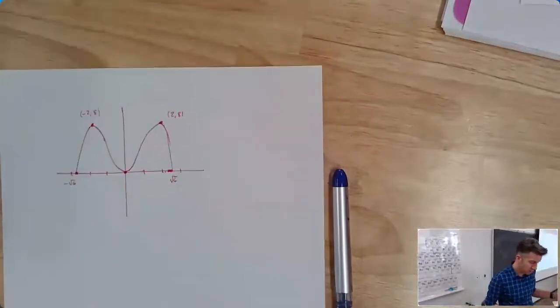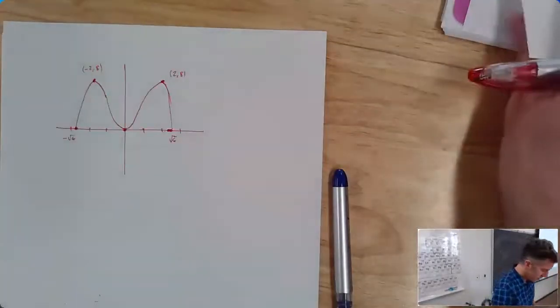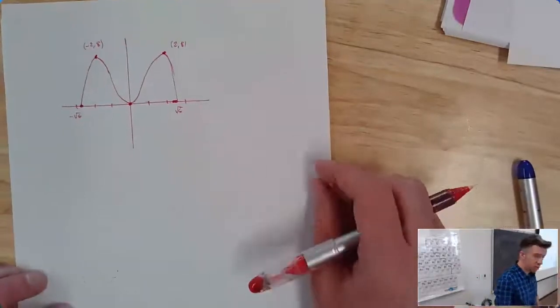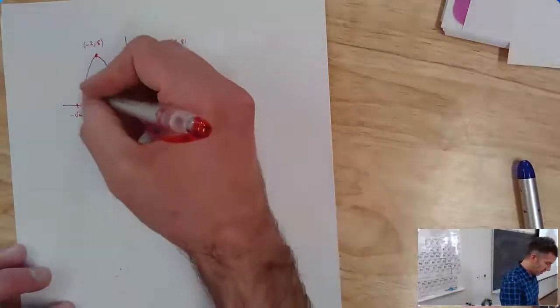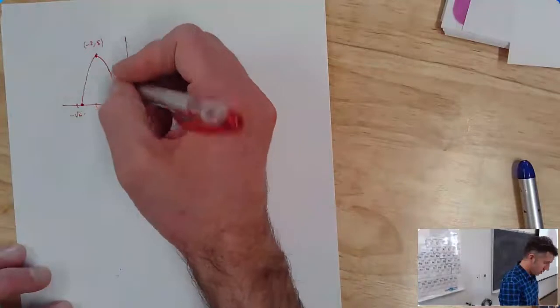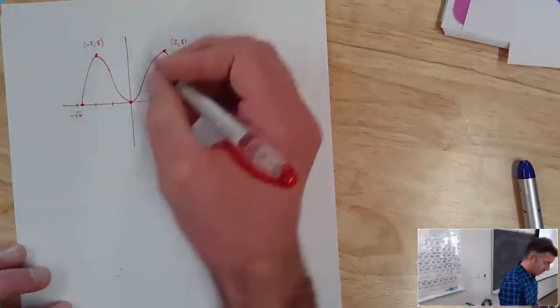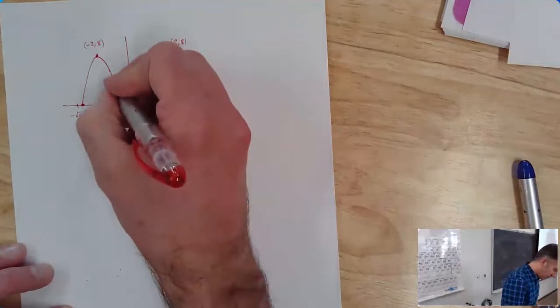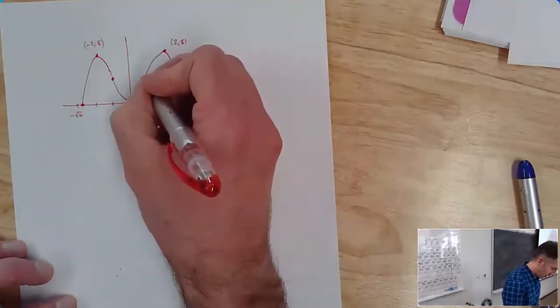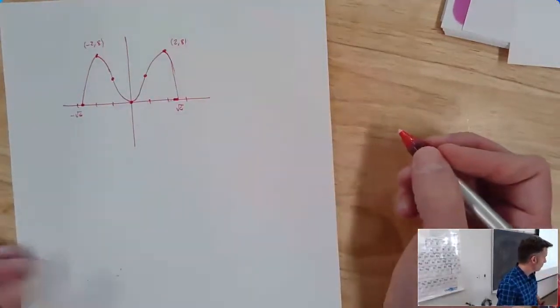Now, you can also probably see that it looks like we have some changes in concavity. It certainly appears to be concave down here, concave up here, and concave down here. So there's probably an inflection point somewhere right about there and somewhere right about there. Did you have a question?